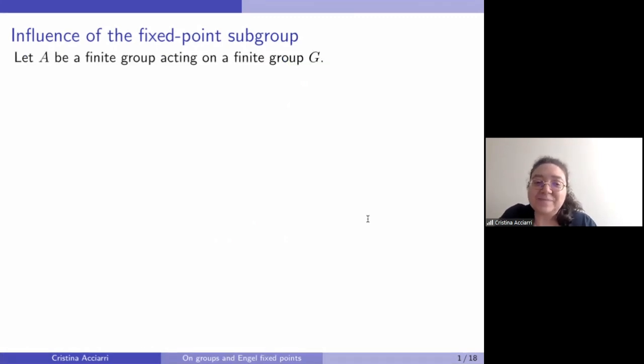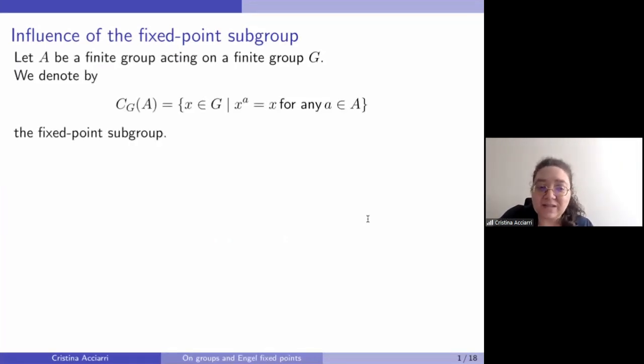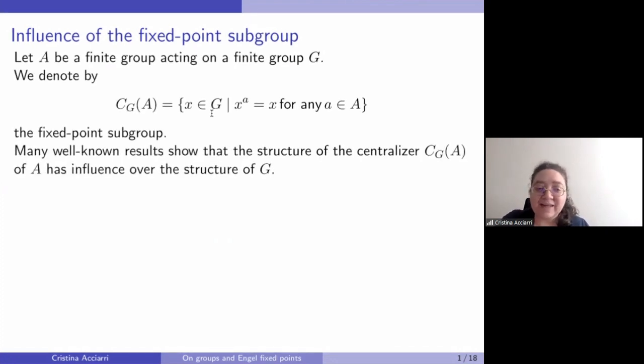Okay, so the initial setting is just a finite group A that acts on another finite group G, and we can consider what is called the fixed point subgroup of A in G, just the points in G fixed by any element of A. And in the literature there are full of results showing how this fixed point subgroup has a strong influence on the structure of the group G.